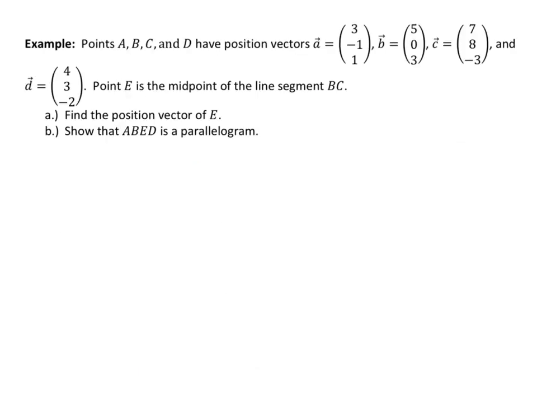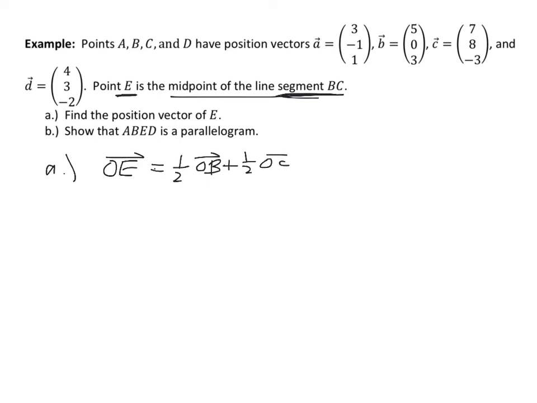All right, so I've got one last problem for us to go through, one last example. Part A of this is asking us to find the position vector of E. And they say that E is the midpoint of the line segment BC. Well, we just talked about that, right? In the previous problem, we talked about if you want to find the position vector of a midpoint, we can just do 1/2 of OB plus 1/2 of OC. That was what we learned right at the end of that last one.